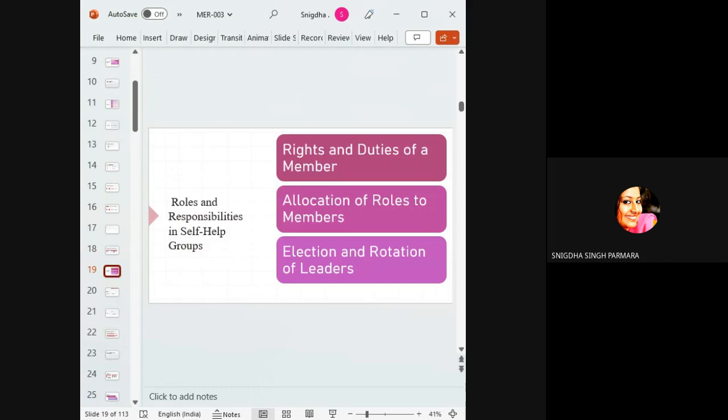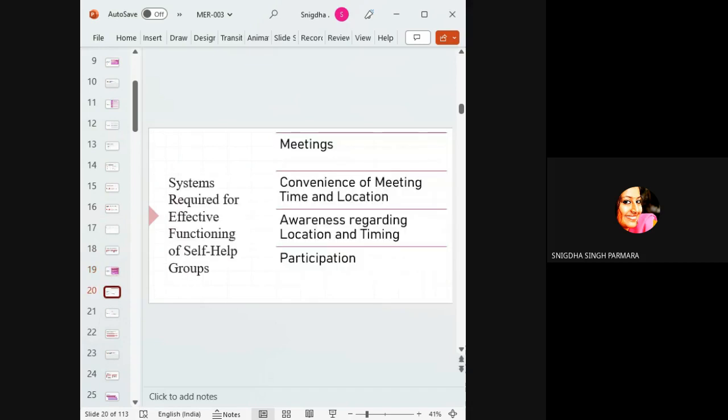What are the various roles and responsibilities in self-help groups? Rights and duties of the members are listed. Specific roles are allocated to every member to perform. And then the leaders of self-help groups are never fixed for a long period of time. They are elected and rotated as per term. What are the systems required for effective functioning of self-help groups?